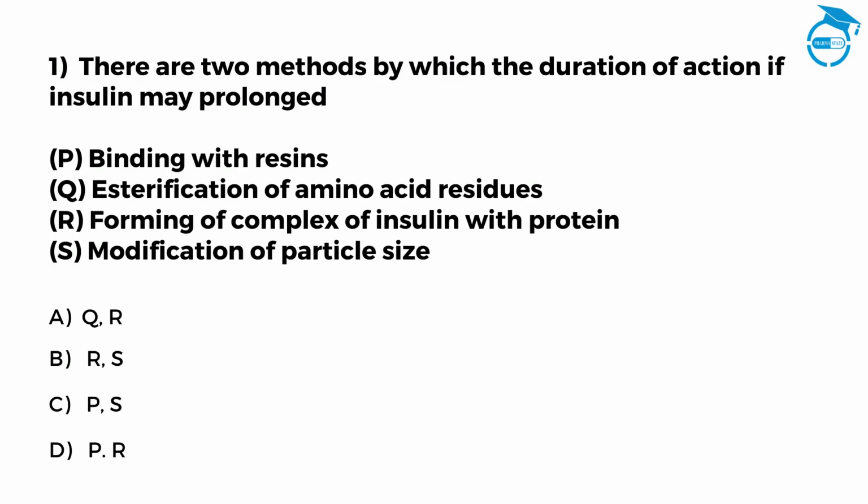So, the first question is: there are two methods by which the duration of action of insulin may be prolonged. P. Binding with resins. Q. Esterification of amino acid residues. R. Forming of complex of insulin with protein. S. Modification of particle size. Option A, Q, R. Option B, R, S. Option C, P, S. Option D, P, R.